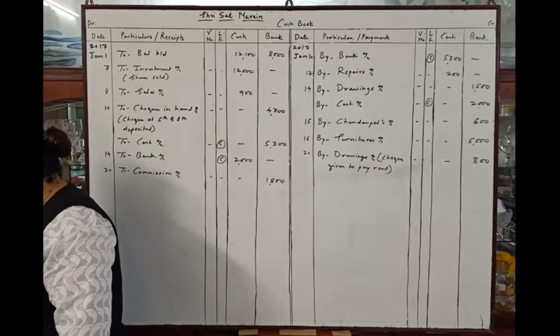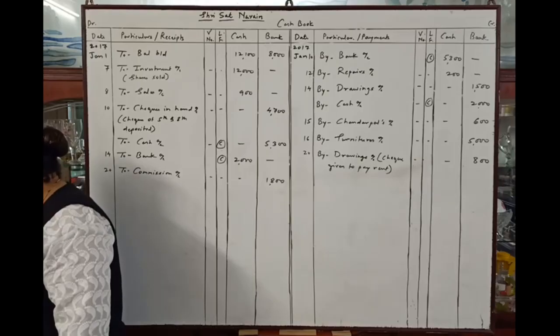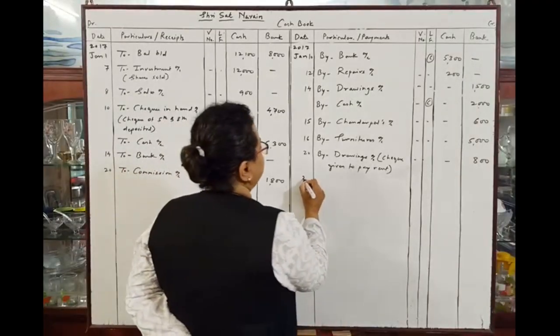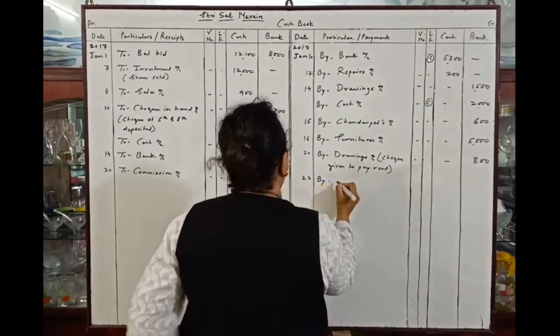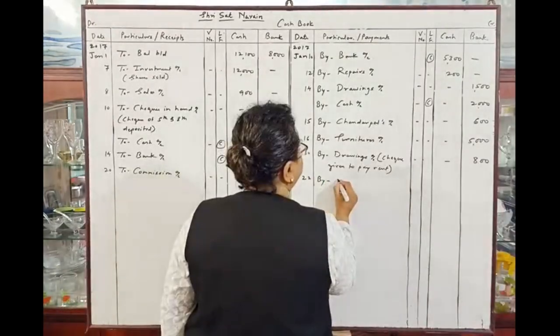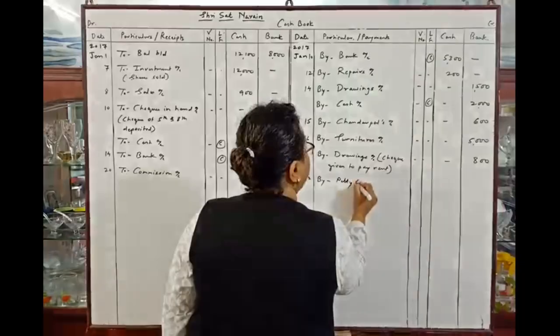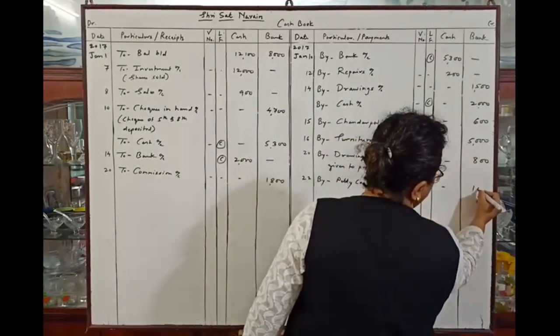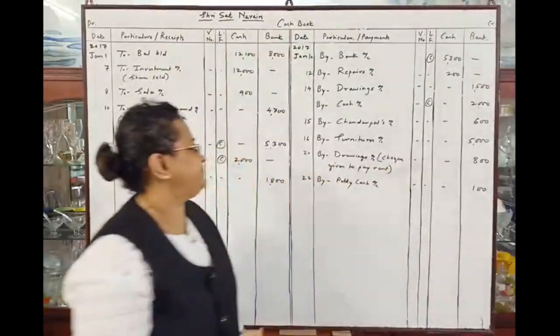On 22nd, issued a check for petty cash rupees 100. So here, by petty cash account, in bank column rupees 100.